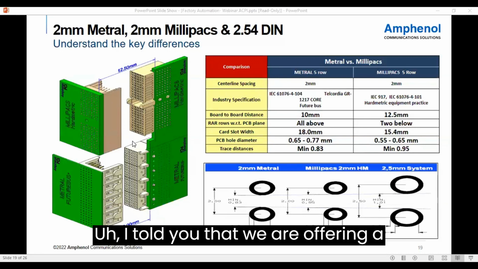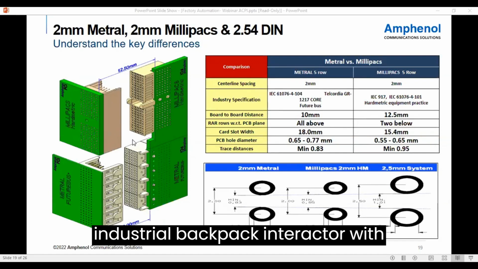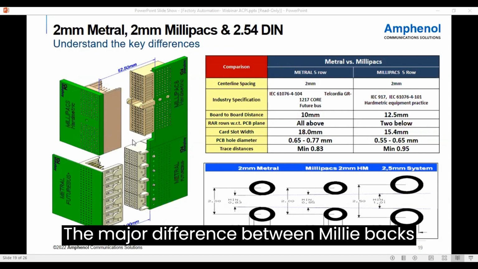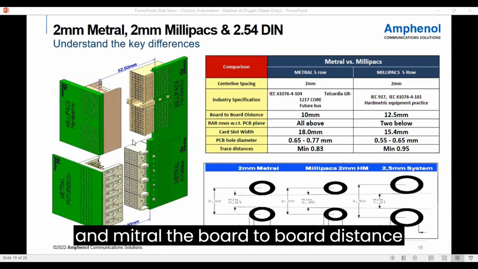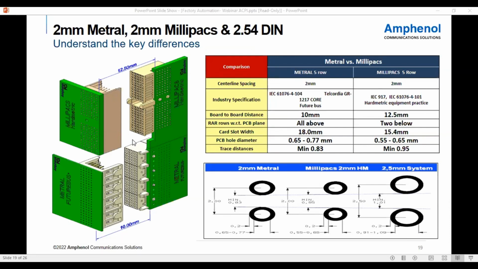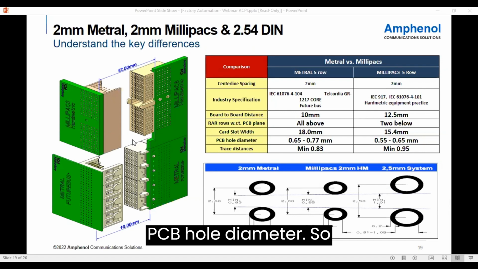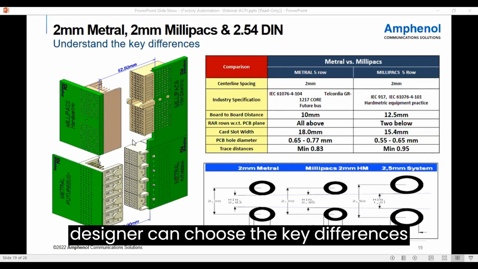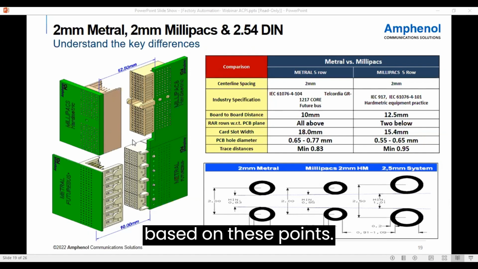I told you that we are offering industrial backplane connectors with Millipax and Metral of similar pitch. The major differences between Millipax and Metral are the board-to-board distance, the card slot width, and the PCB hole diameter. So these are the major key differences, and a designer can choose based on these points.